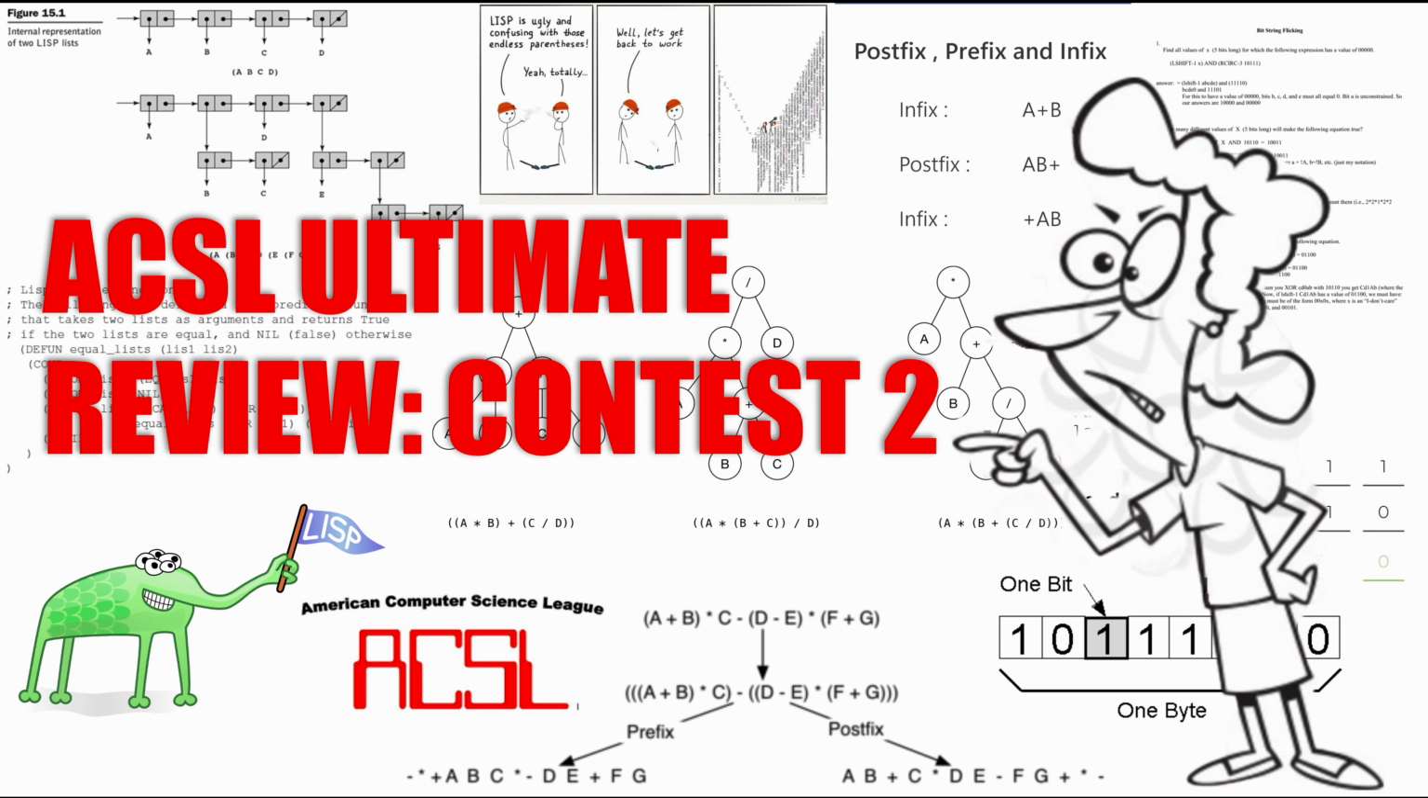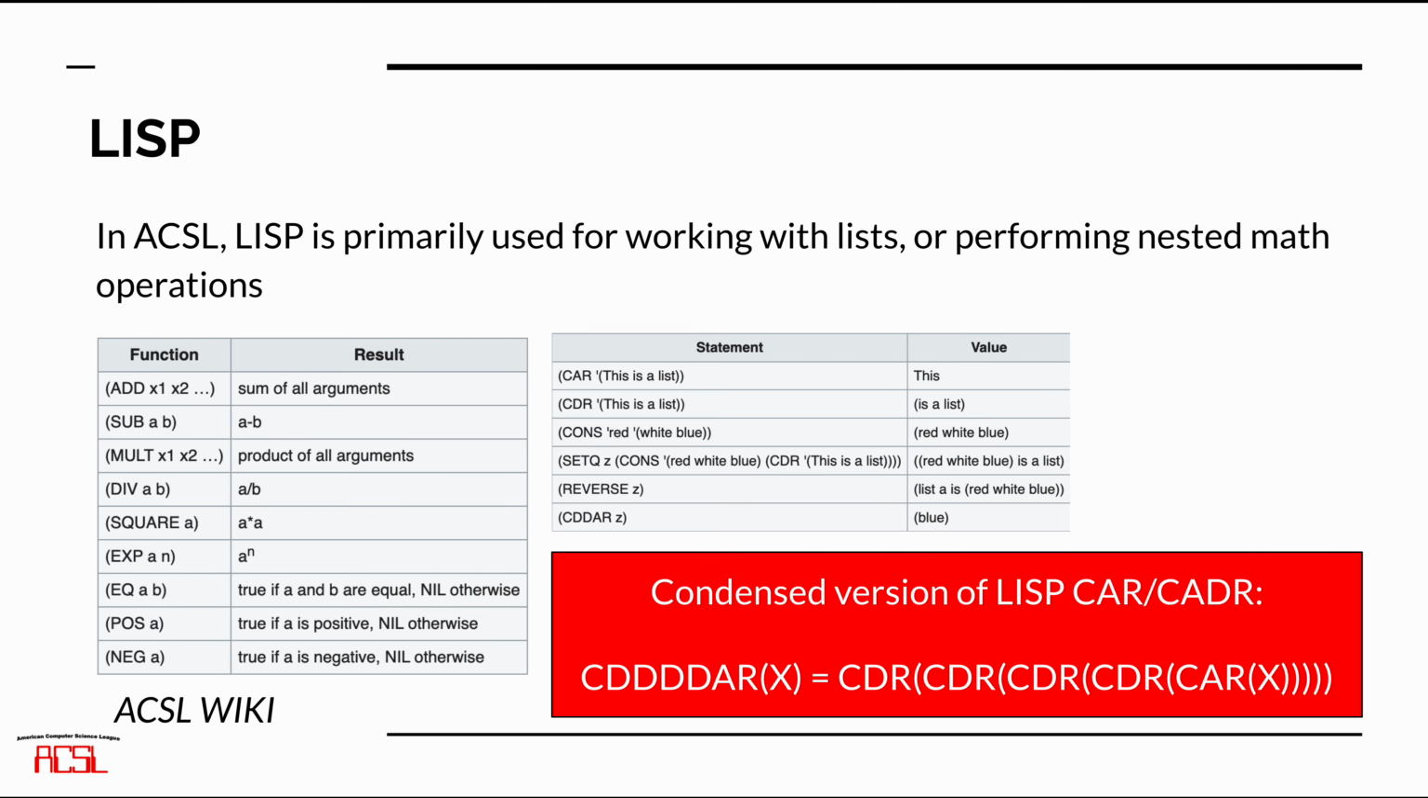This is part of the Road to Gold playlist where I'm going to be covering all the material that you will see on your ACSL multiple choice, whether you are a junior, senior, or intermediate division competitor. So this is episode 2, so I'm going to be going over the 3 topics that you will see on your multiple choice in contest 2. So let's begin with the first topic, Lisp.